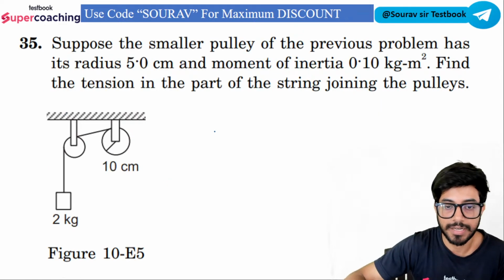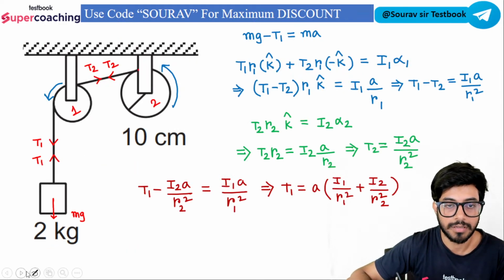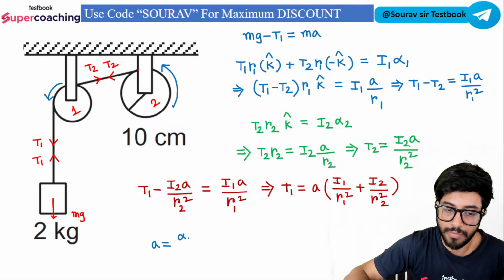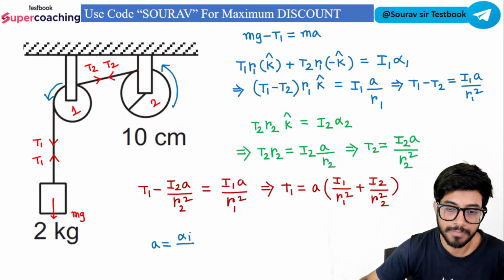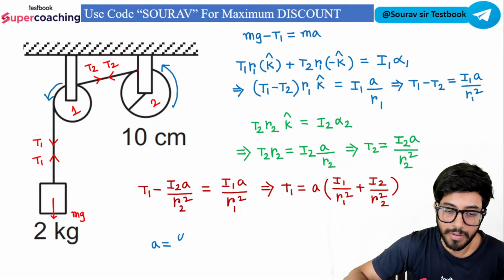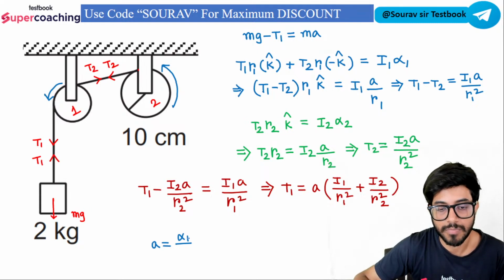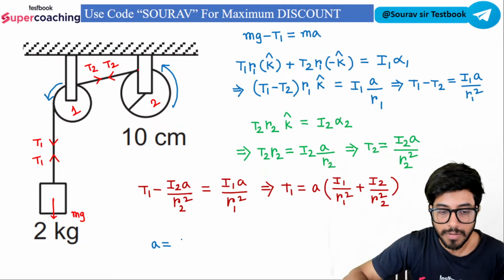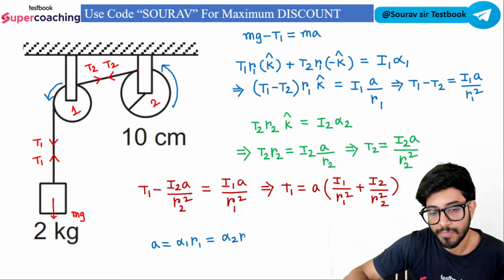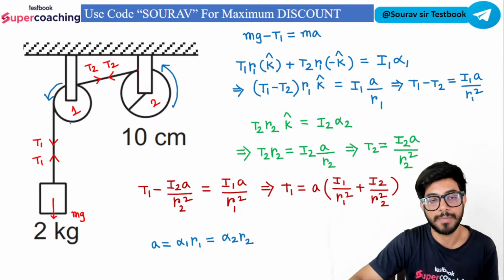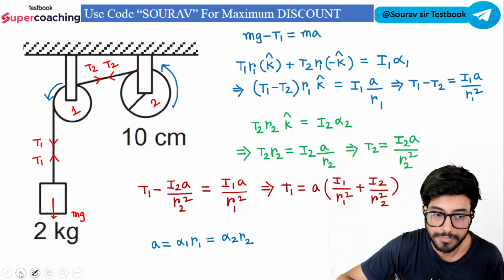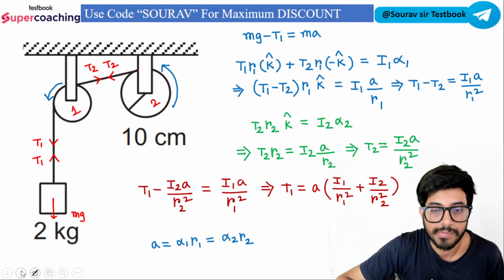I must mention that acceleration A is equal to alpha 1 R1, that is actually equal to alpha 2 R2, because both have the same acceleration, right? So for this pulley it will be alpha 1 R1, for this pulley it will be alpha 2 R2. Good. You know this.